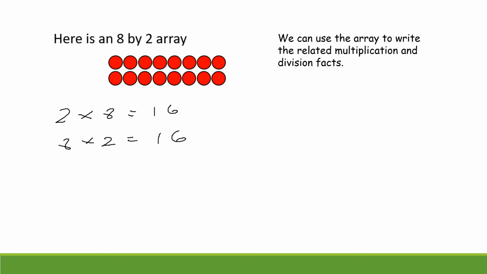We can see that there are 16 and they are divided into groups of 8, which gives us 2 groups. So 16 divided by 8 equals 2. We can also see 16 divided by 2 equals 8 counters in each group. So 16 divided by 2 equals 8. And there we have our 4 number facts for related multiplication and division.